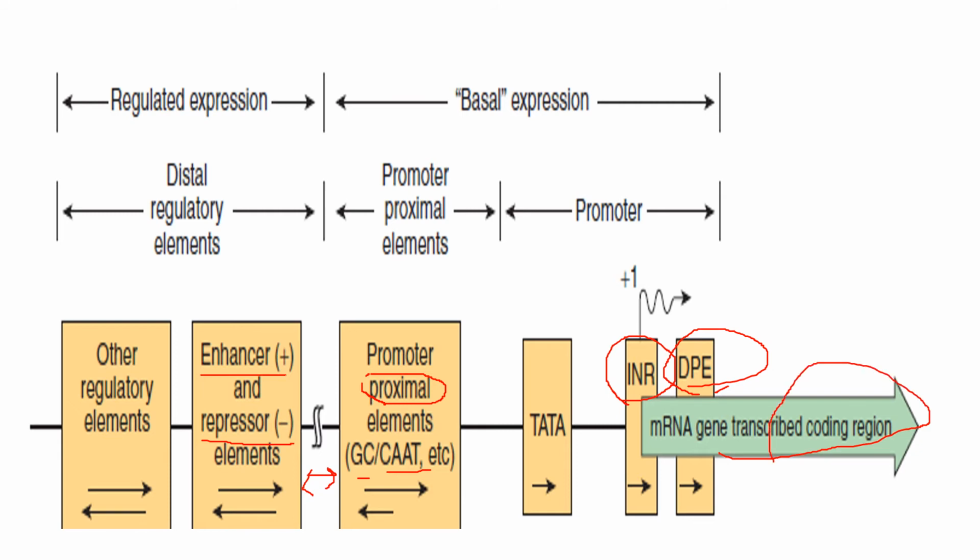The basal expression of a gene requires the recruitment of proteins on the core promoter region and also on the proximal promoter region. But to mediate gene regulation, or gene expression, there is also a required recruitment of specific transcriptional factors which bind on the enhancers or repressors.